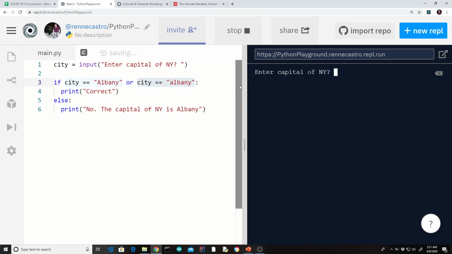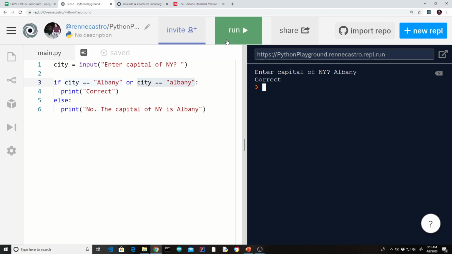Let's try it out. So I'm going to do Albany with lowercase a, hit enter. Hey, I got it correct. I'm going to run it again with a capital A. I'm going to get it correct as well.